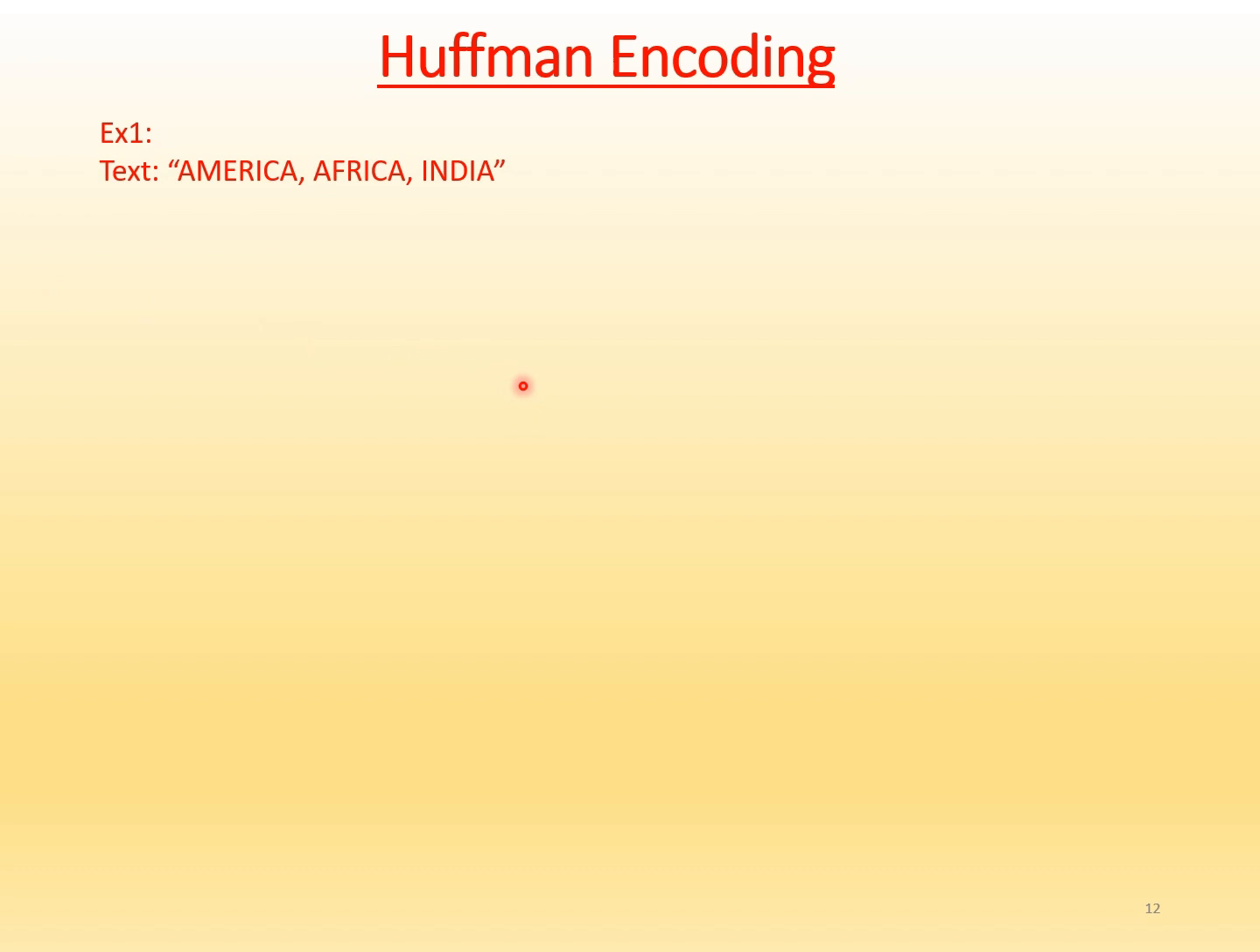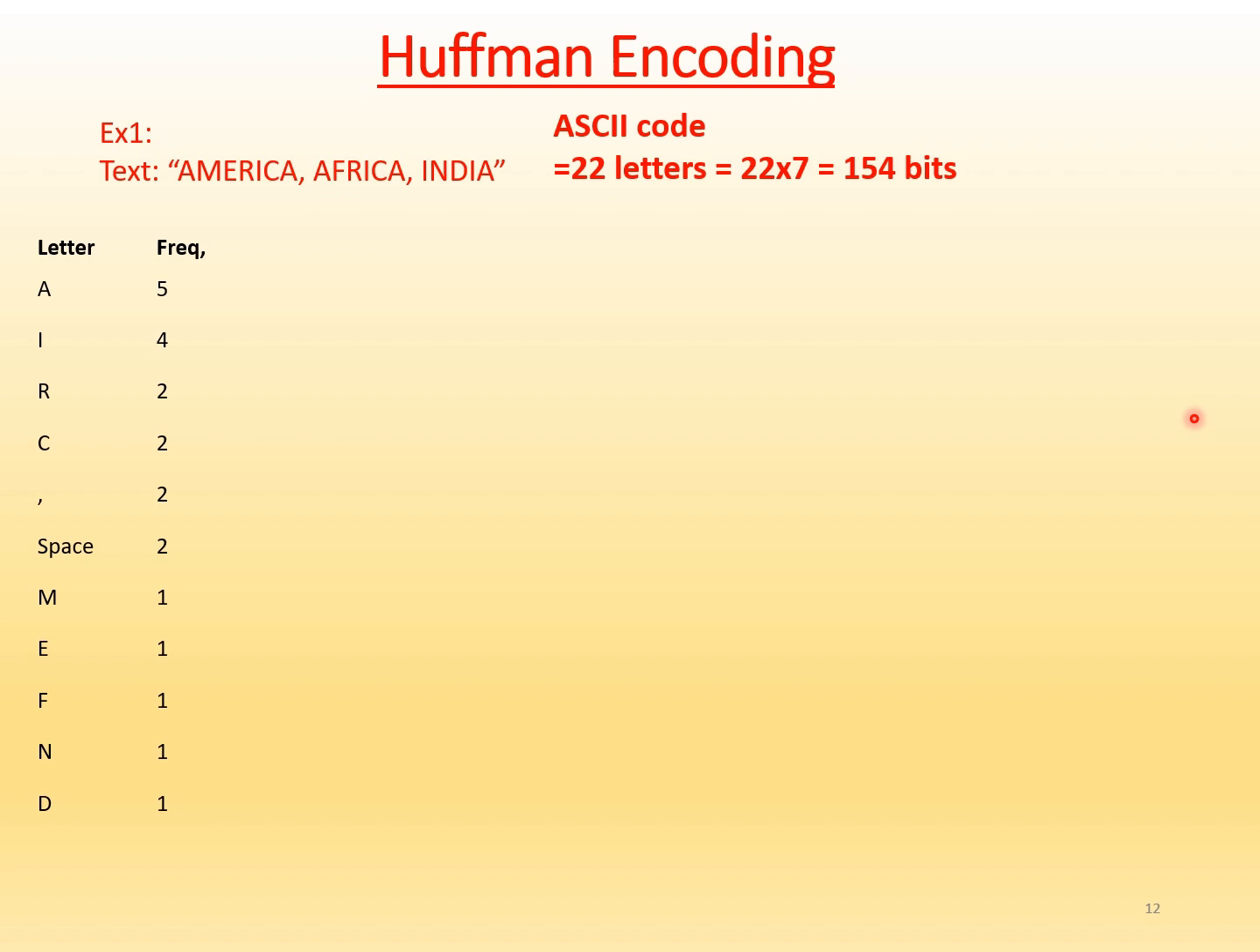Let's find out the code words with an example. Here my example is AMERICA, AFRICA, INDIA. I have written all in capital letters here. First of all, we calculate what it would take if we use ASCII code. There are 22 characters, counting the commas and the spaces also. If I use 7-bit ASCII code, it will take 22 times 7, which is 154 bits. We are going to see the advantage of Huffman coding, which is why I have calculated the ASCII code bits first.